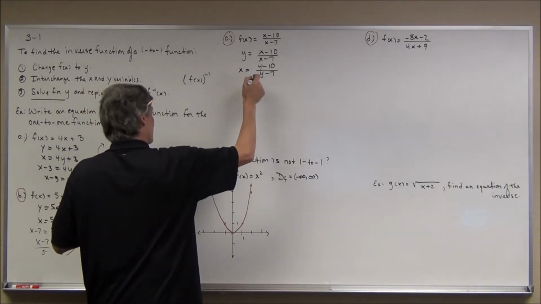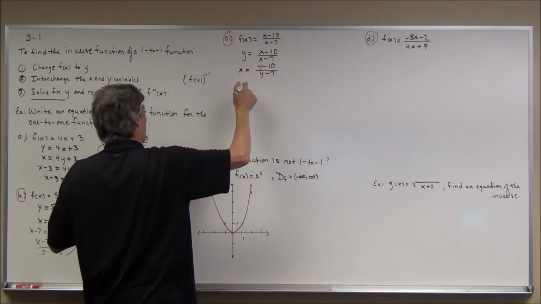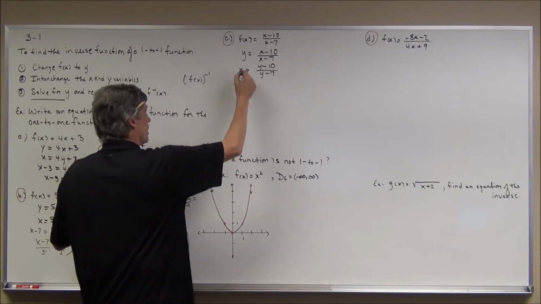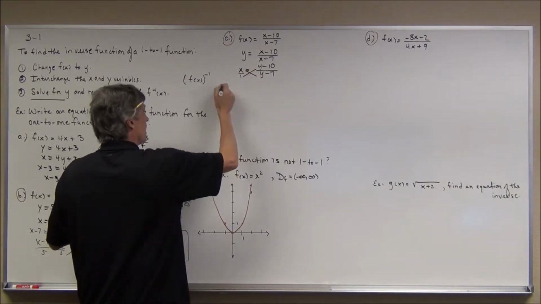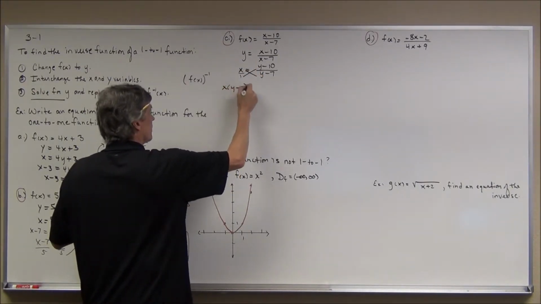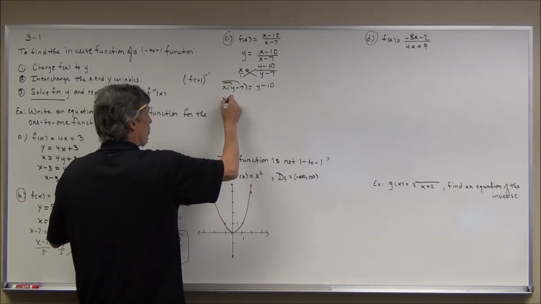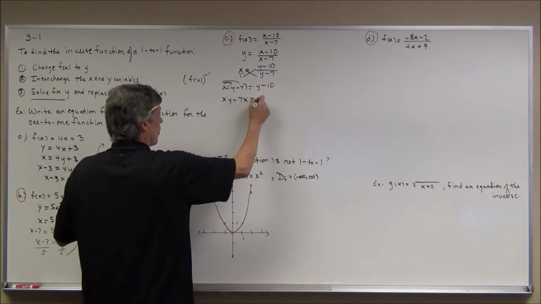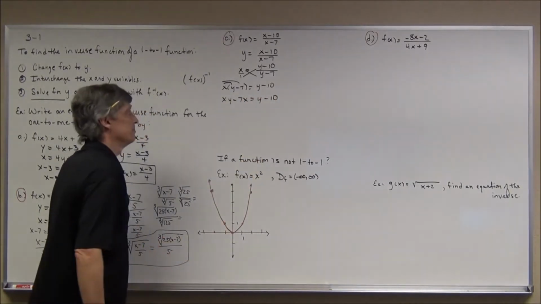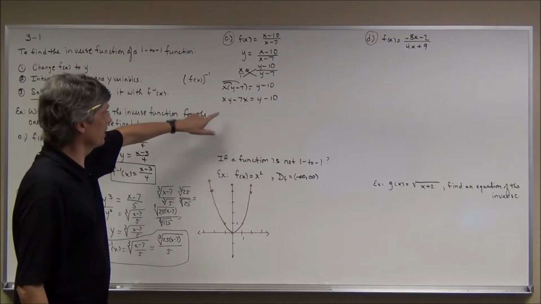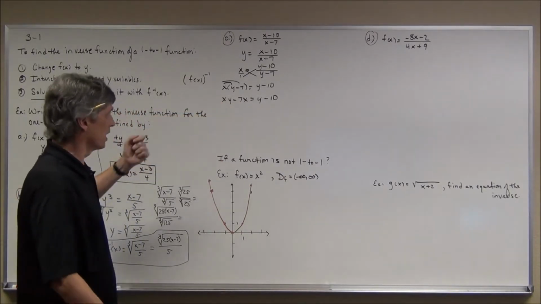So what I'm going to do is try to get rid of the rational expression on the right side. I'll put x over 1 and I'll cross multiply. I have x times y minus 7, 1 times y minus 10. I have xy minus 7x is equal to y minus 10. Now, it doesn't look a lot better because the y is on both sides and I'm solving for y.